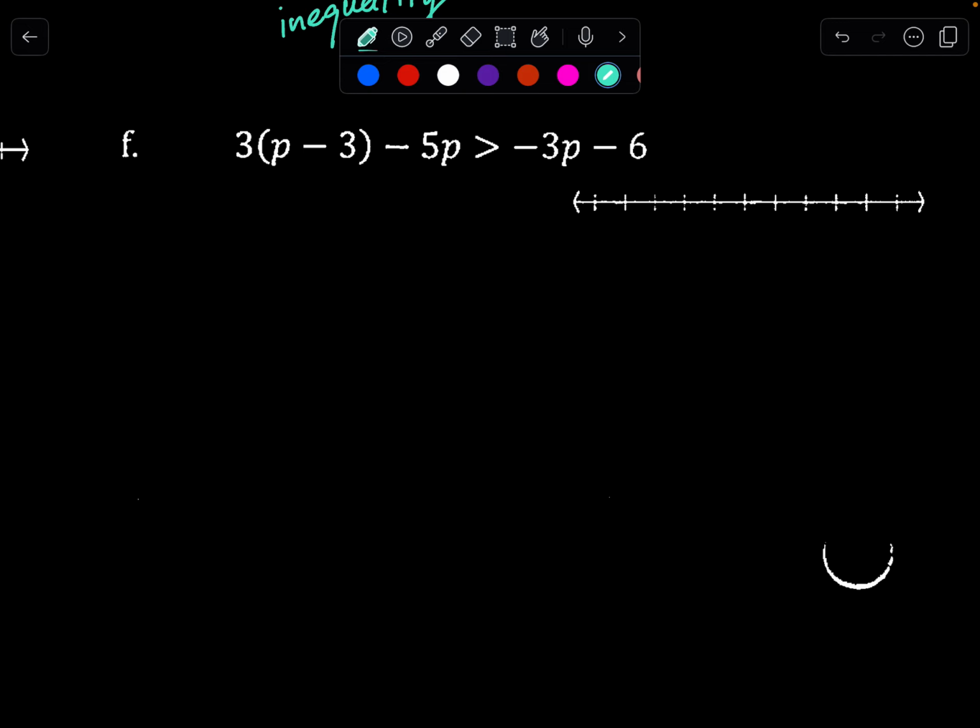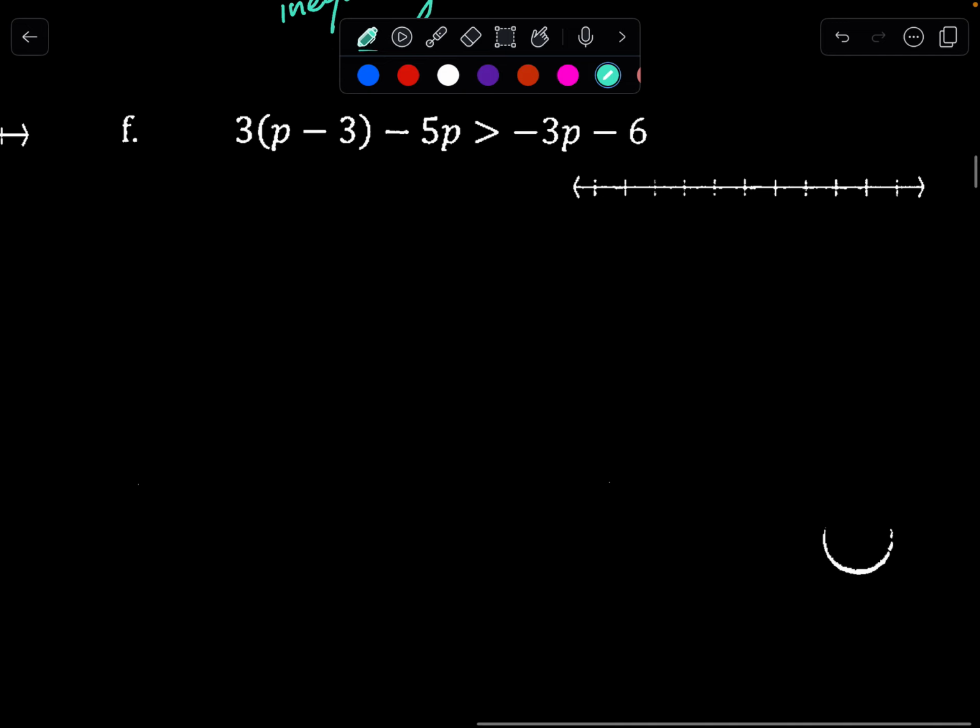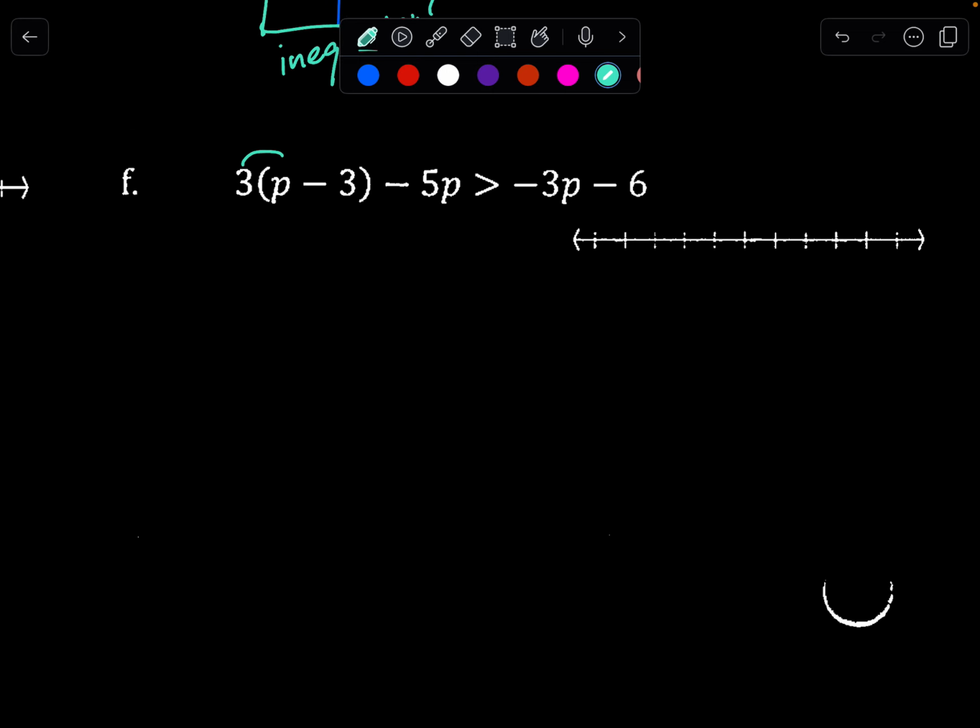Next we're going to do F, I should say. Take care of your parentheses, like normal. If you like having the line, that's great. In this case, it's going to be a little screwy because the number line's in the way, but we'll make do. So we'll have 3p minus 9 minus 5p greater than negative 3p minus 6. Throw the line right through there.